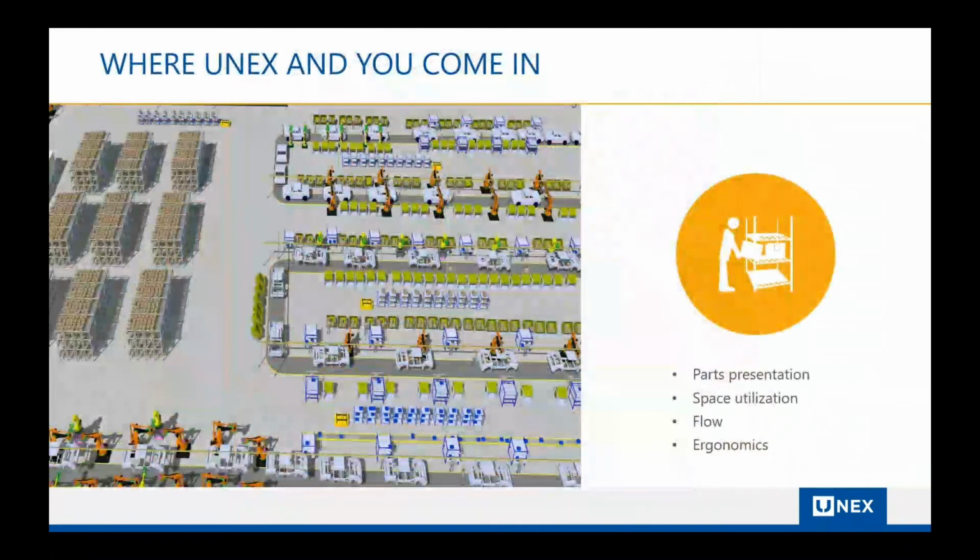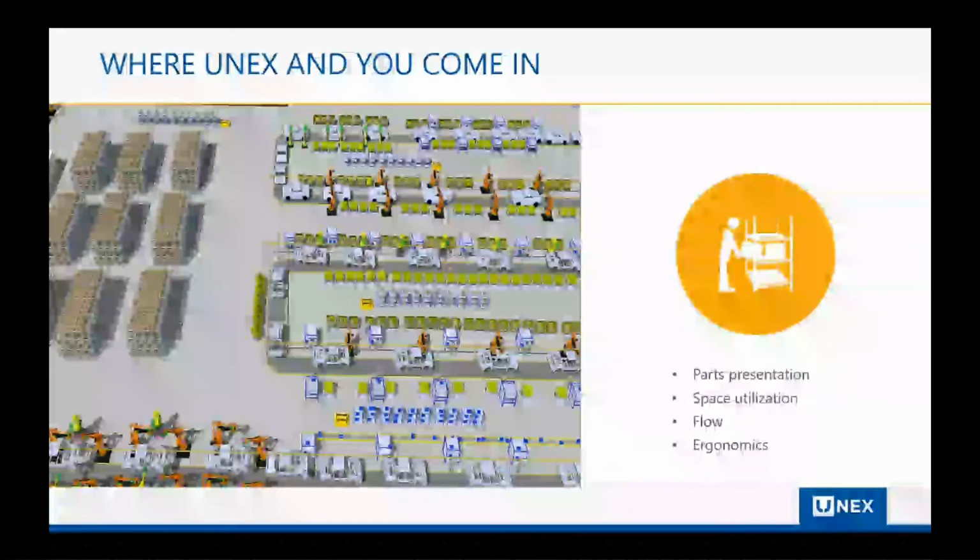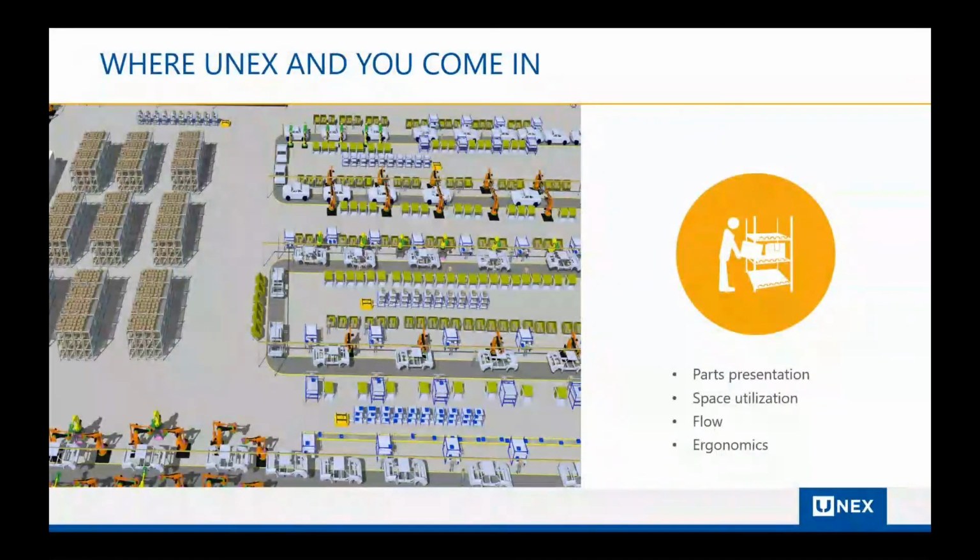So where UNEX and you as the distributor come in, you're able to give the customer options with our flow cells, which present the parts to the operator. They save space. They're going to get them that good flow. We can create great ergonomics by having the parts being presented in those ergonomic sweet spots and places where they're not going to have to do much reaching, bending, or even moving. Everything's right in front of them.